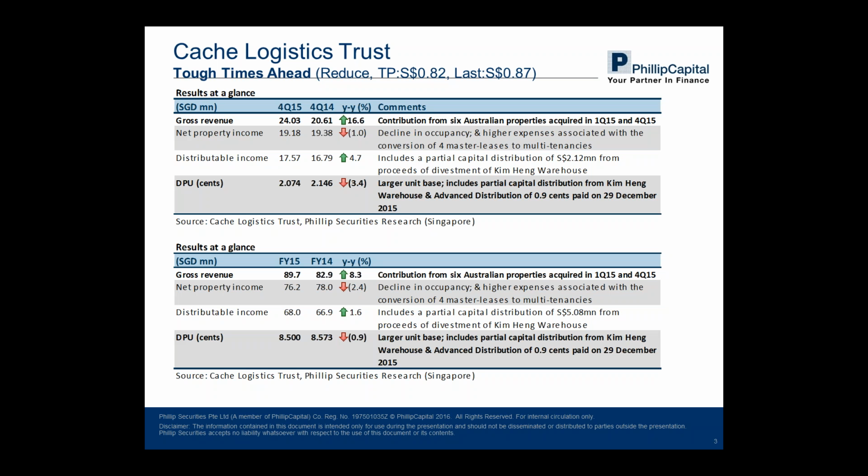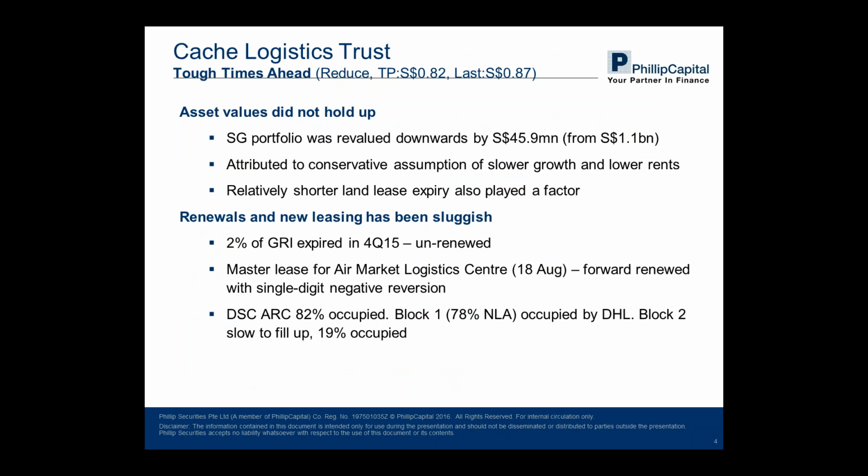Distributable income was up 1.6%. This includes the partial capital distribution. This came up to 5.08 million for FY15, and DPU was down 0.9% year-on-year to 8.5 cents, again due to the larger unit base. And this also includes the capital distribution from Kim Heng Warehouse as mentioned in the cell above, about the 5.08 million, as well as the advance distribution.